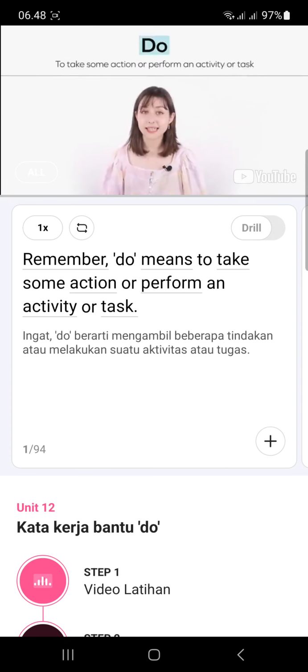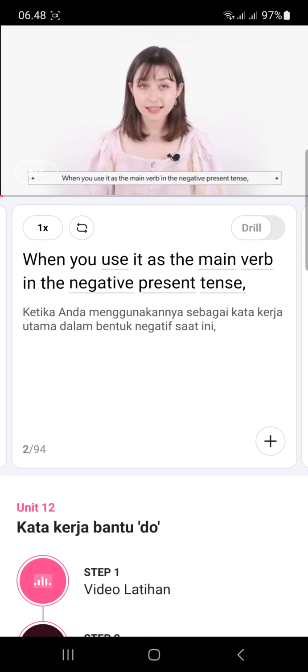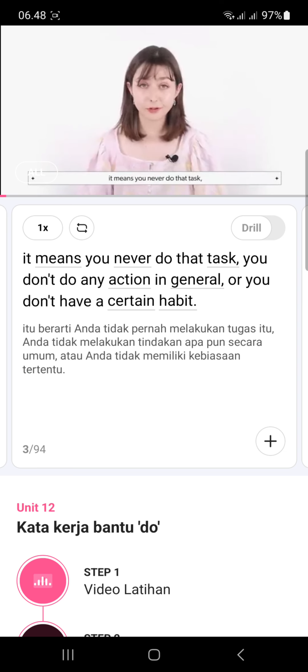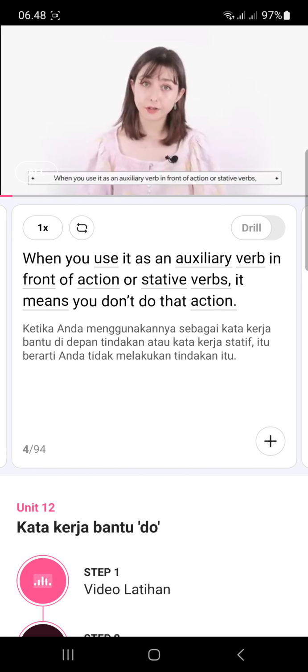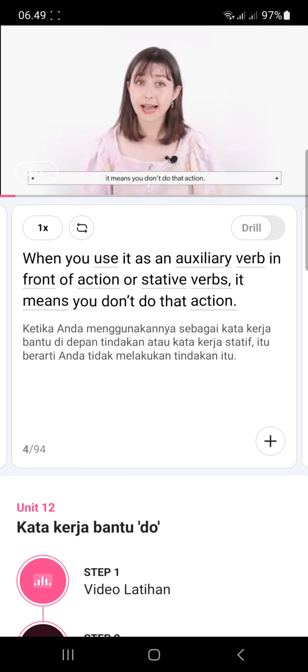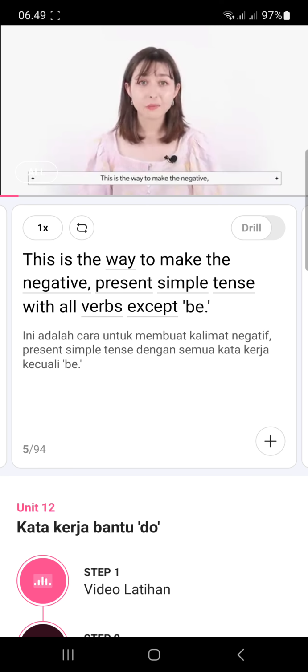Remember, do means to take some action or perform an activity or task. When you use it as the main verb in the negative present tense, it means you never do that task. You don't do any action in general, or you don't have a certain habit. When you use it as an auxiliary verb in front of action or stative verbs, it means you don't do that action. This is the way to make the negative present simple tense with all verbs except be.